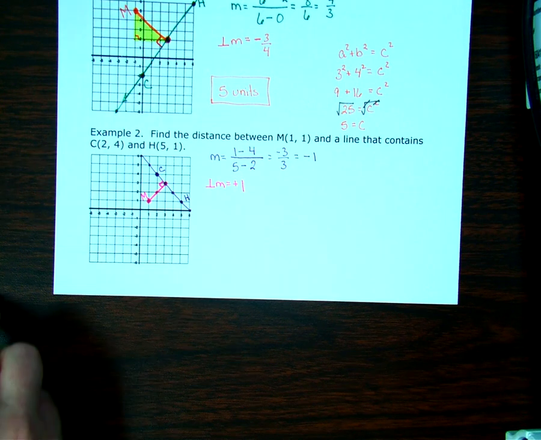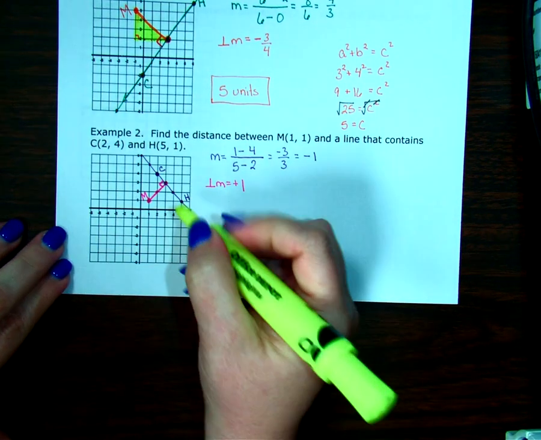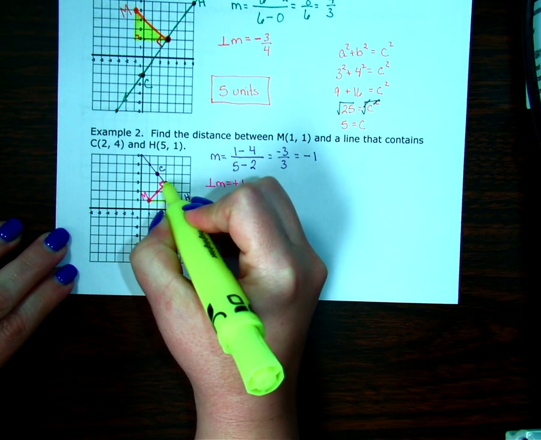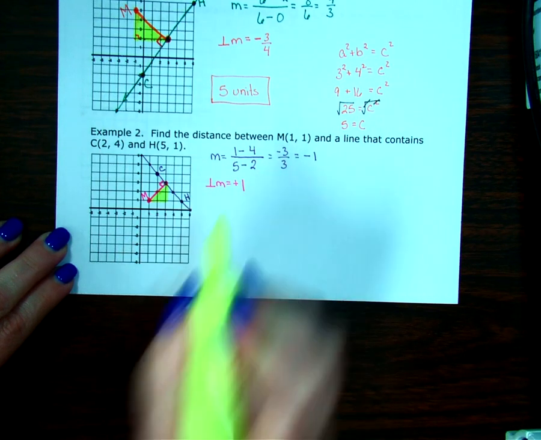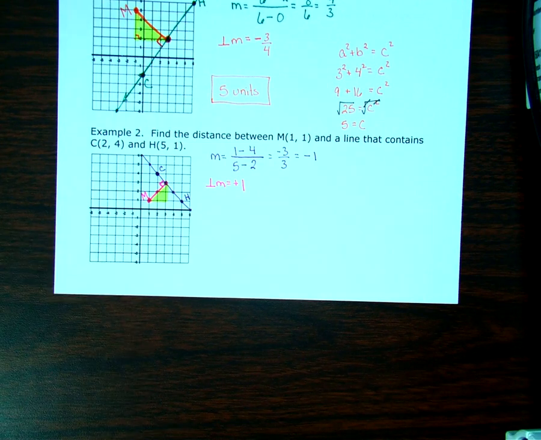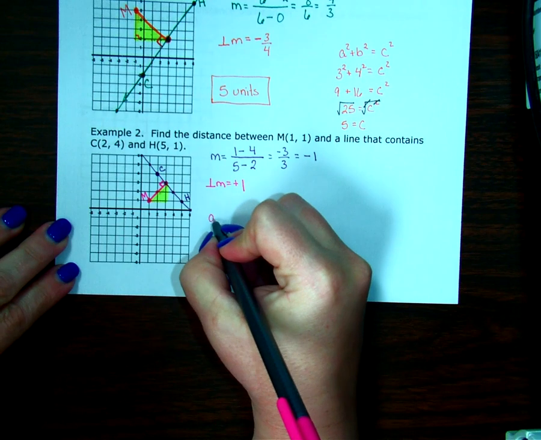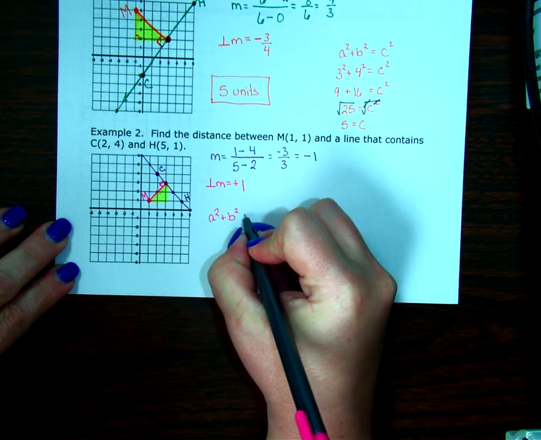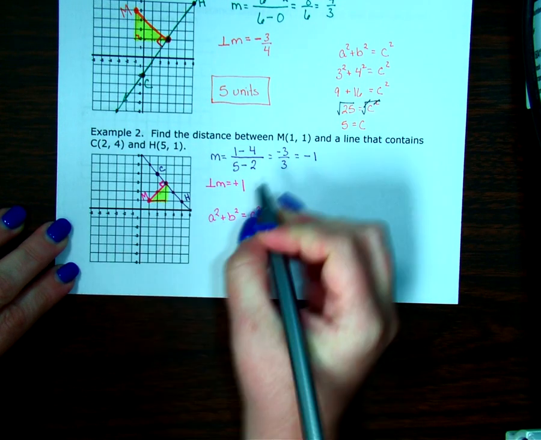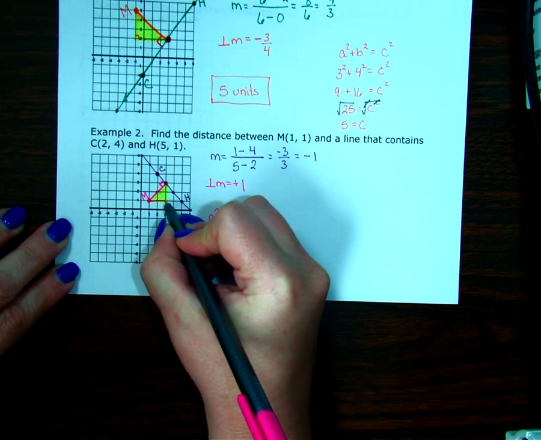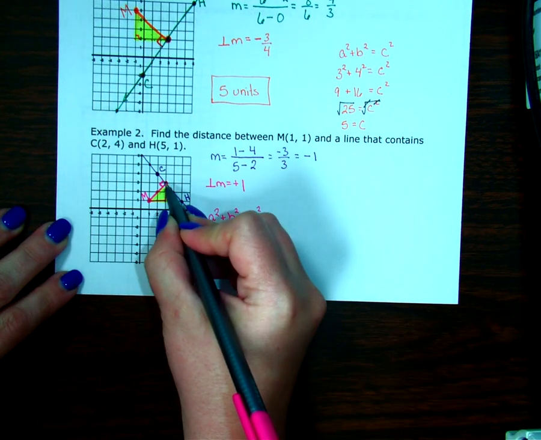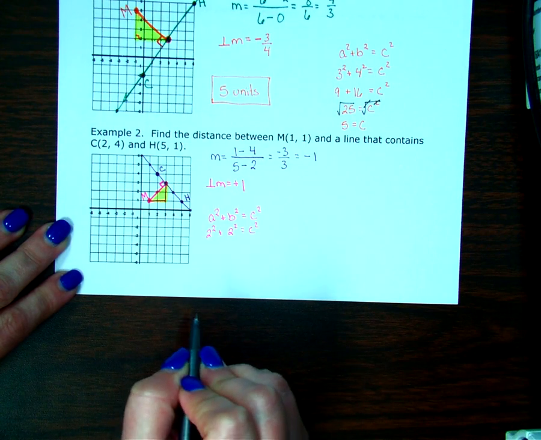to the cheese stick. Okay, so I'm going to do the same thing I did last time. I'm just going to come out from M and then up to the line. Okay, so that way I can do my a squared plus b squared equals c squared. So a squared plus b squared equals c squared. A, I had to go across 2 boxes. B, 2 boxes, equals c squared.